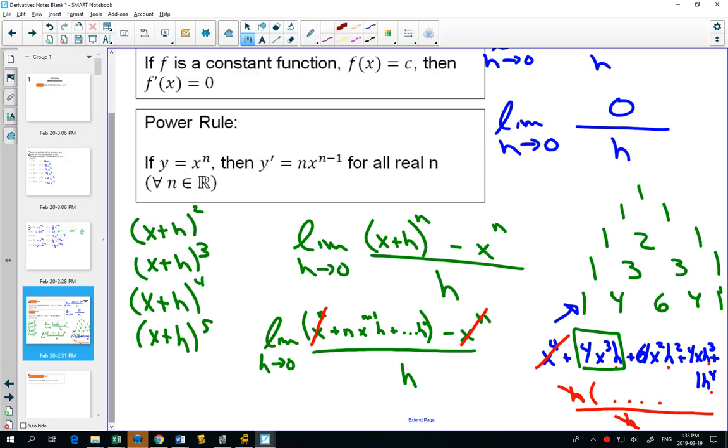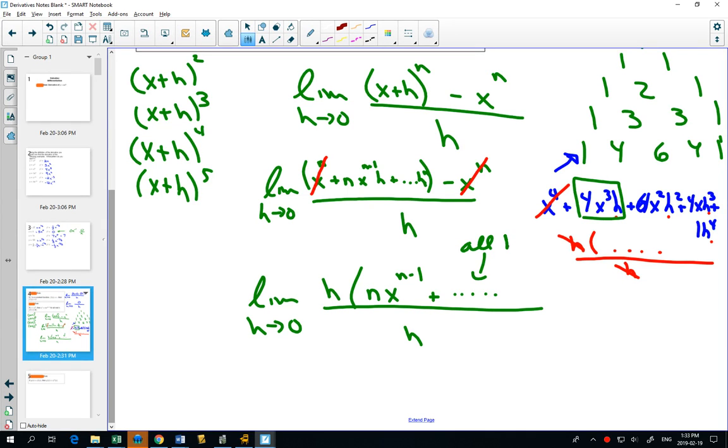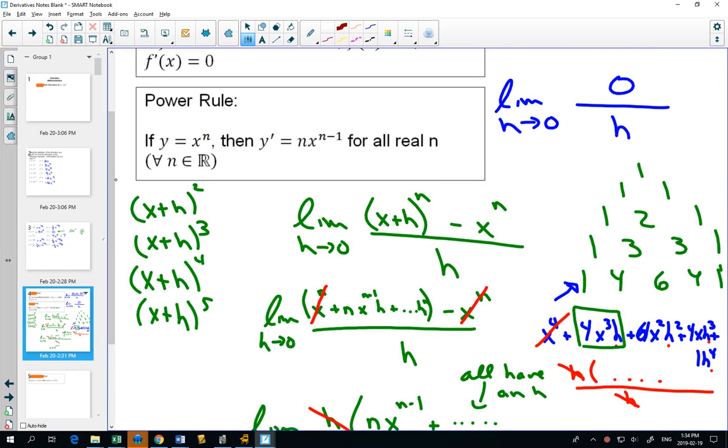And each of these terms has an h, which you could factor out of the top, leaving you with n x to the n minus 1, plus all these other numbers, but they'll all have an h in them. And so when these cancel out and you apply the limit, the only thing you're left with is n x to the n minus 1, which is the power rule.